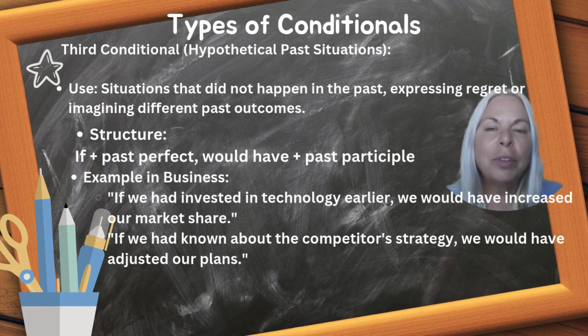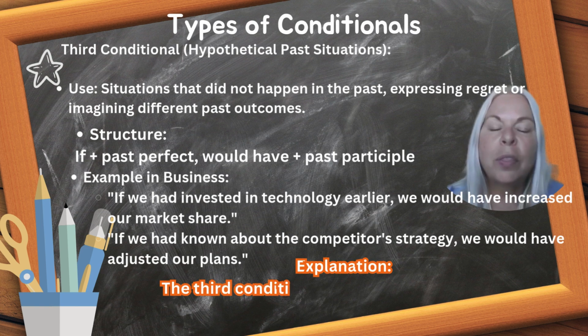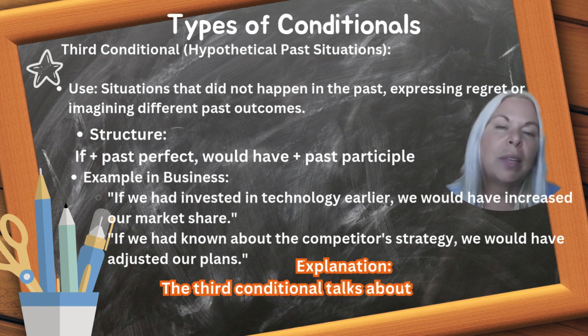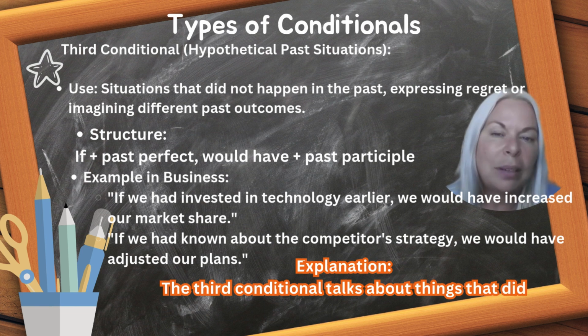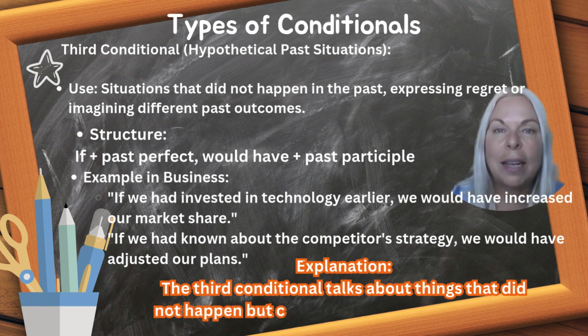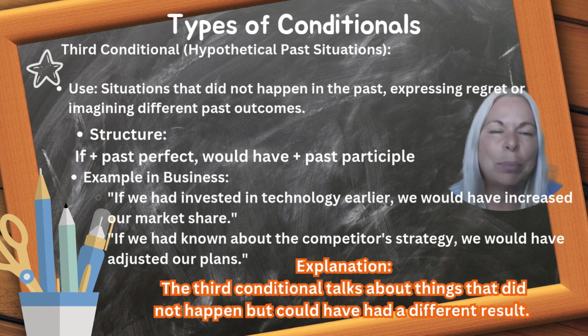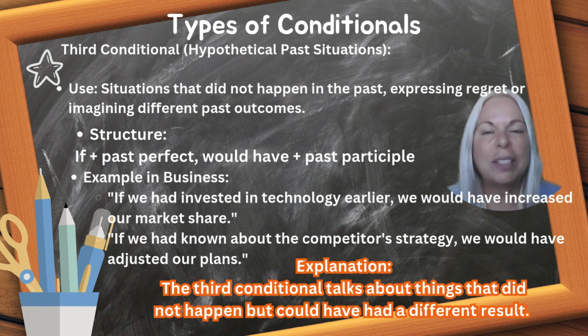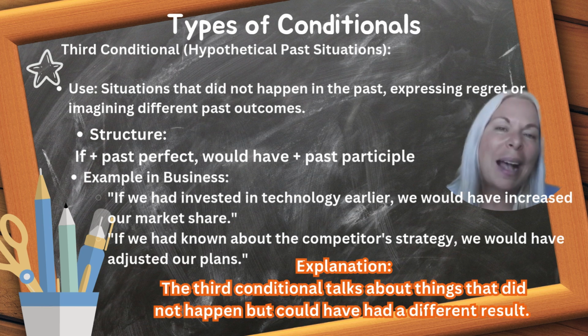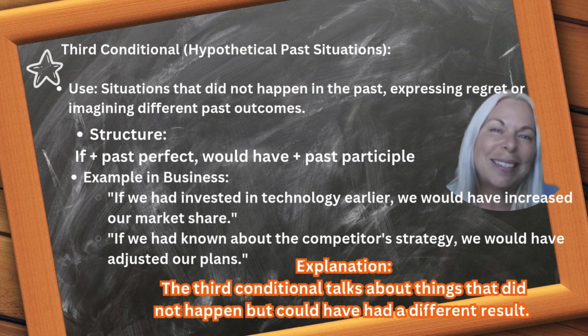Now, a further explanation of the third conditional would be that the third conditional talks about things that did not happen, but could have had a different result if they had happened, but they didn't. This is often used in discussions about missed opportunities, lessons that we've learned, or reflecting on past business decisions.